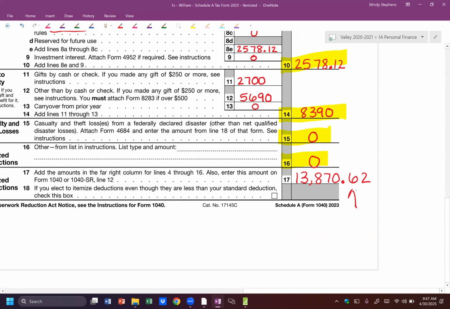Write in your notes, put on here, this is the itemized deduction. So just write that in there. That will be helpful if you look later. That is the itemized deduction number. That's the whole purpose of this form, is to find that itemized deduction number. Now we can answer our questions on the front page.